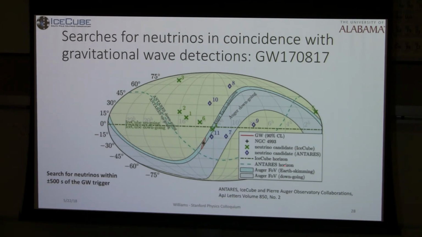Auger is also sensitive to neutrinos, only in a very narrow band, which just happened to coincide with the source at the time, but did not see any events. But we are certainly going to be continuing to monitor these events as they come out from LIGO's next observing run, and we'll keep searching for neutrinos from those.